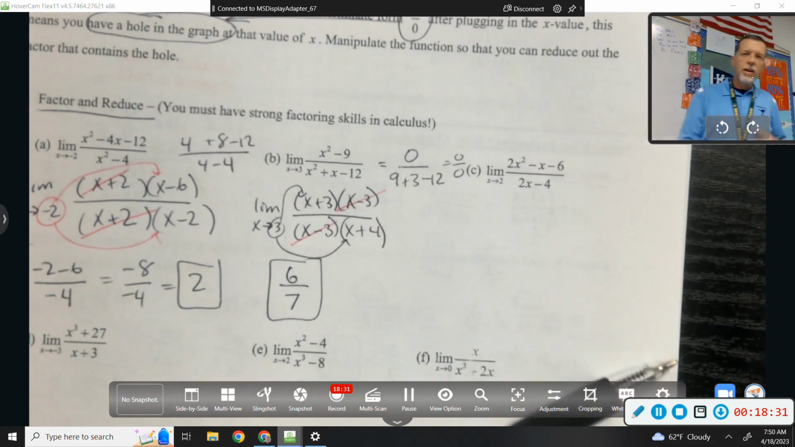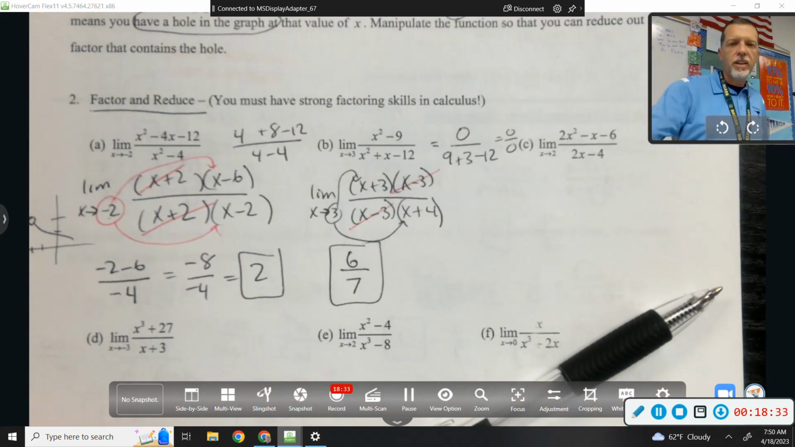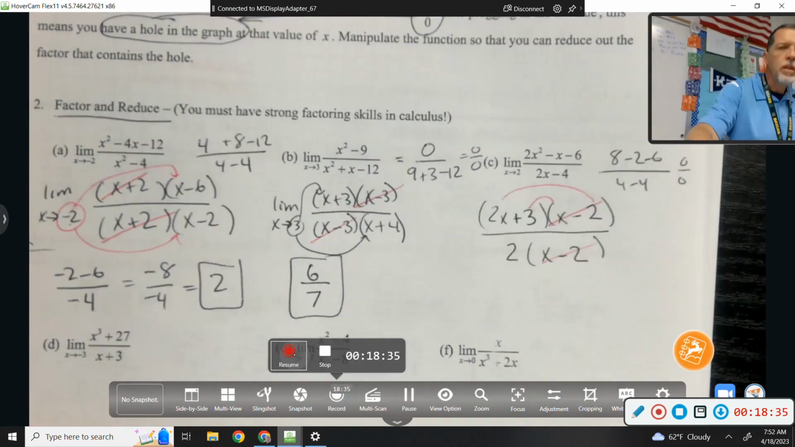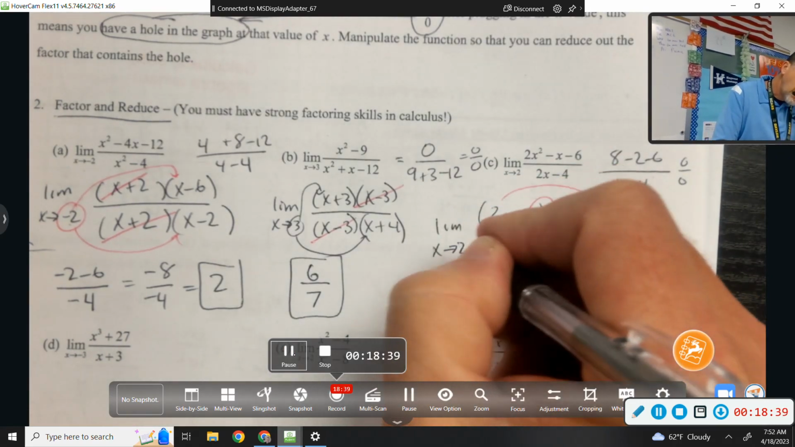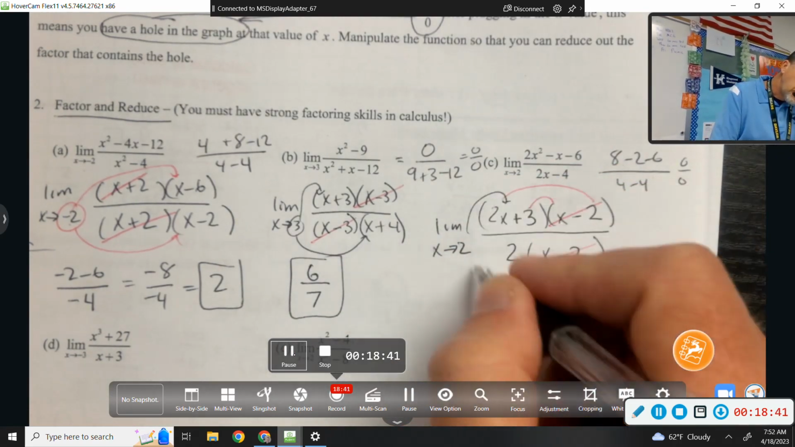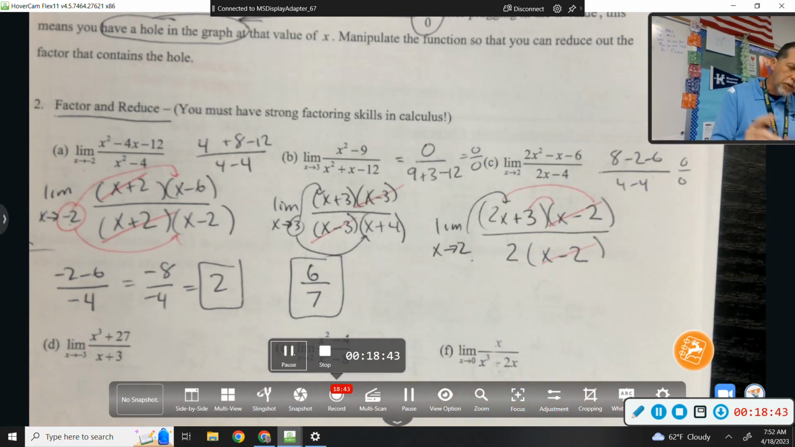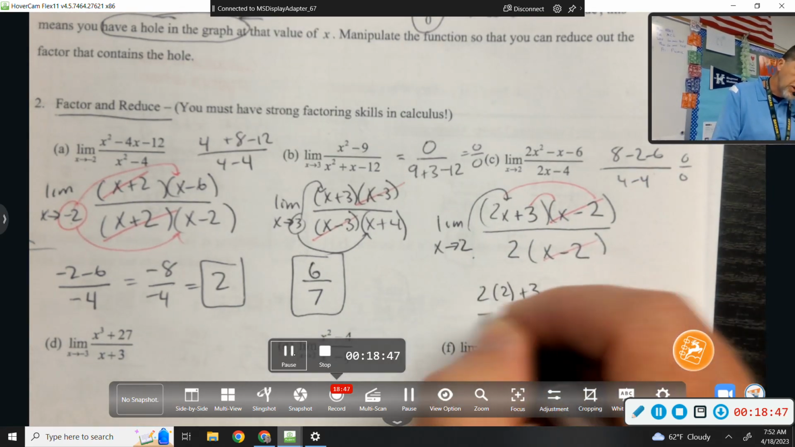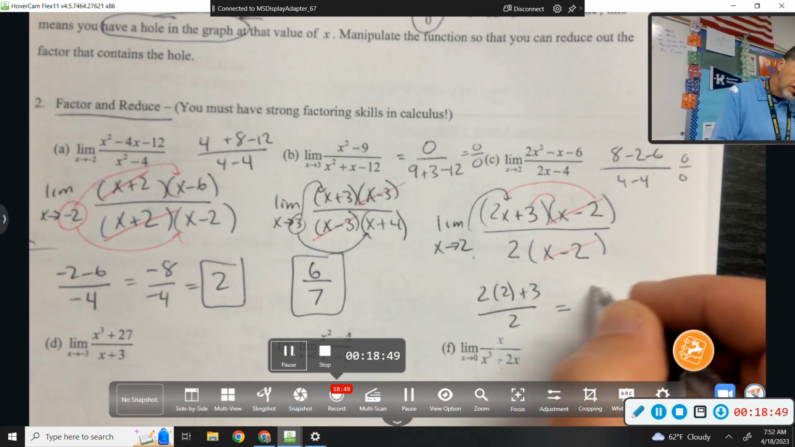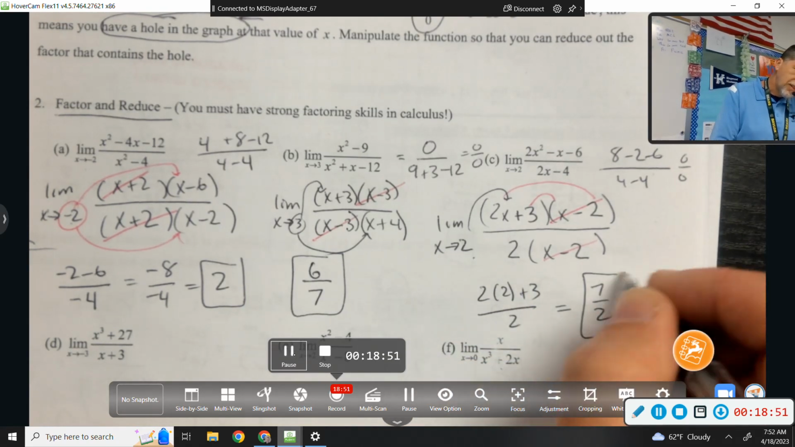Why don't you try part C, example C there? And then substitution again. There's no place to substitute on the bottom, but that's okay. 2 times 2 plus 3 over 2 would be 7 halves.